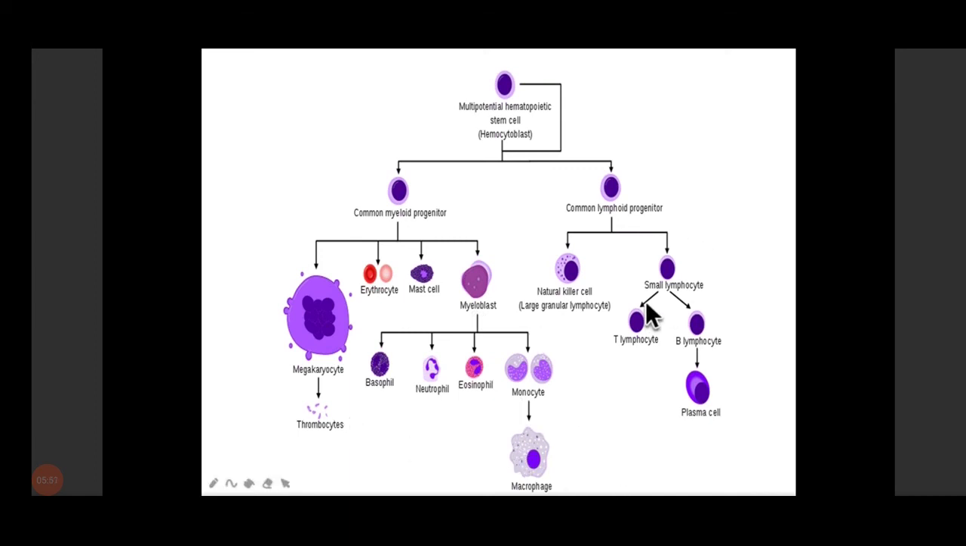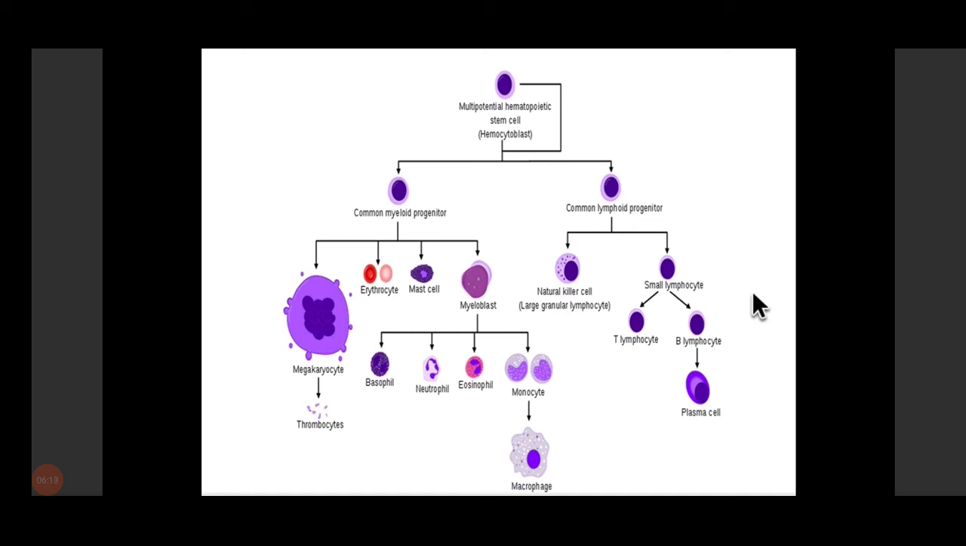Among the lymphoid progenitors, you must have been taught about the small lymphocytes and the large lymphocytes. Large lymphocytes are your NK cells. You must have dealt extensively with this when you did immunity. So we have the small lymphocytes. If they are derived from the thymus, then we have the T lymphocytes. If they are derived from the bone marrow, we have the B lymphocytes.